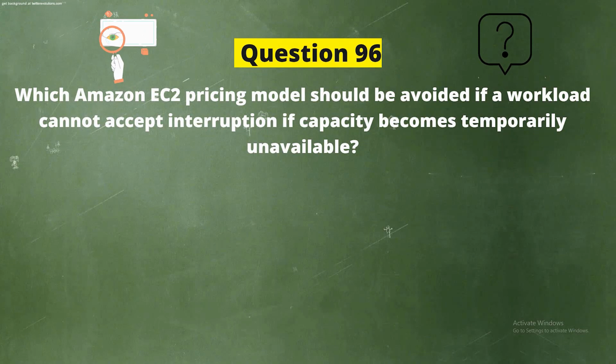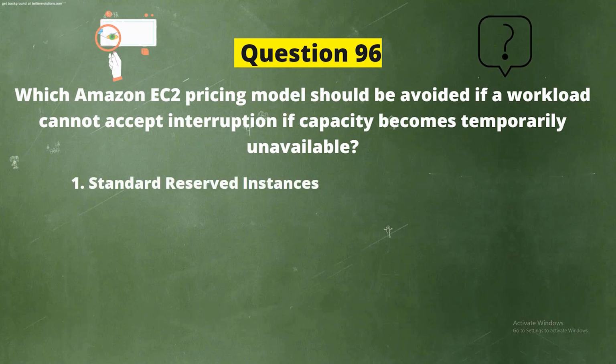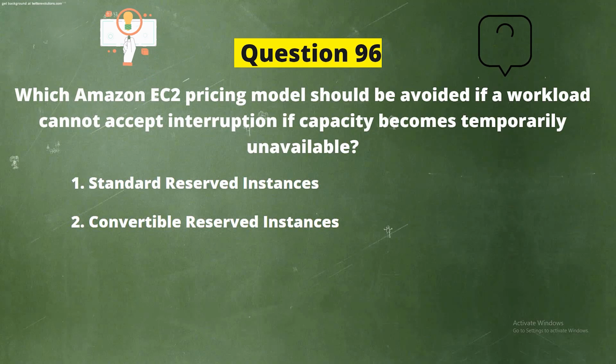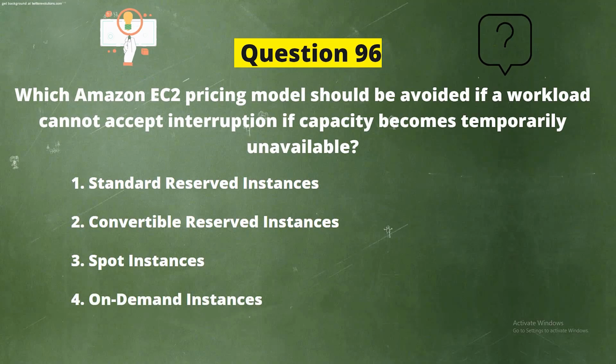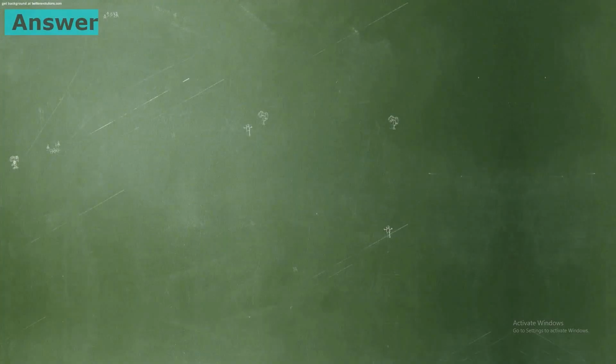Next question. Which Amazon EC2 pricing model should be avoided if a workload cannot accept interruption if capacity becomes temporarily unavailable? And the options are: Option 1. Standard reserved instances. Option 2. Convertible reserved instances. Option 3. Spot instances. Option 4. On-demand instances. And the correct answer is Option 3.